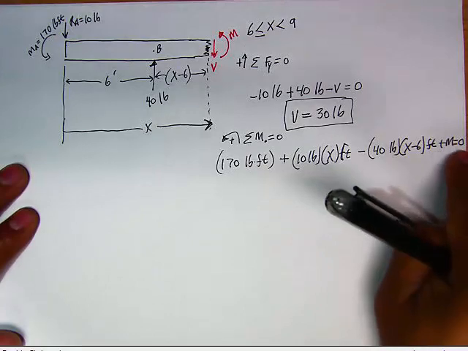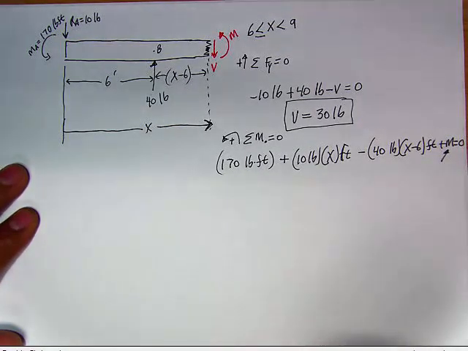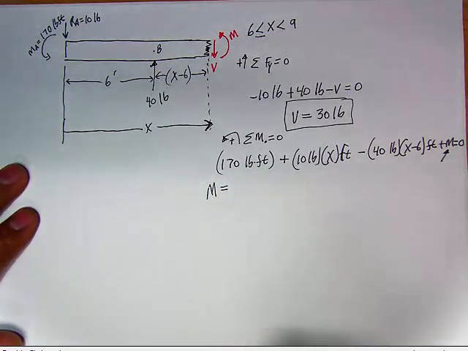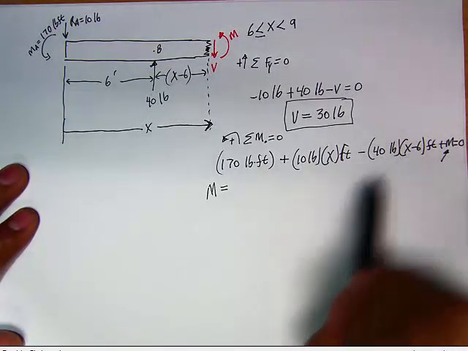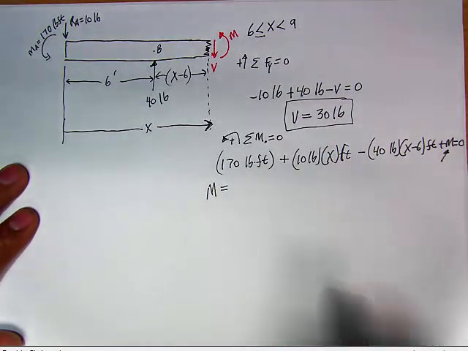And this is what we're solving for. We're solving for that M. So M is equal to, and you can do a little bit of simplification. Distributive property here. When these go to the right side, they change signs.